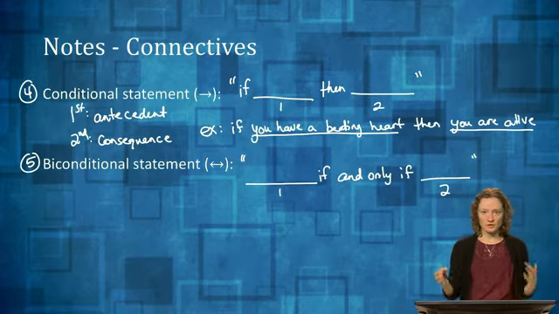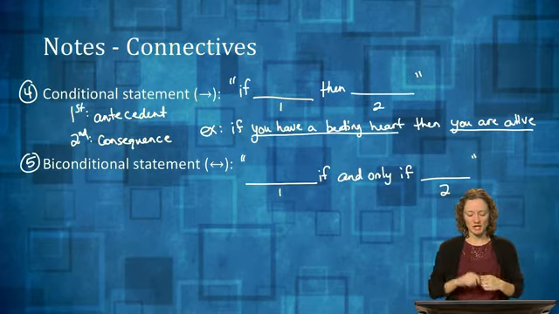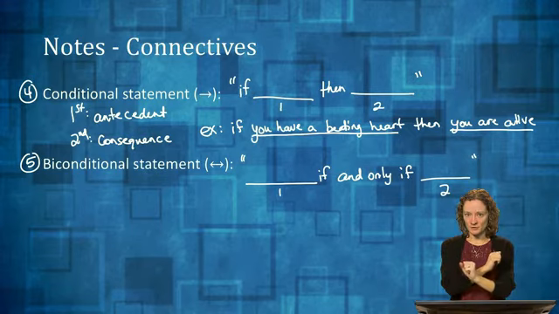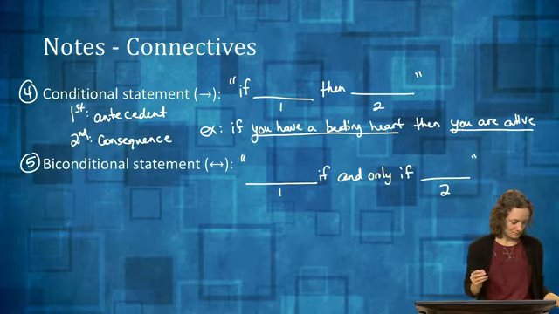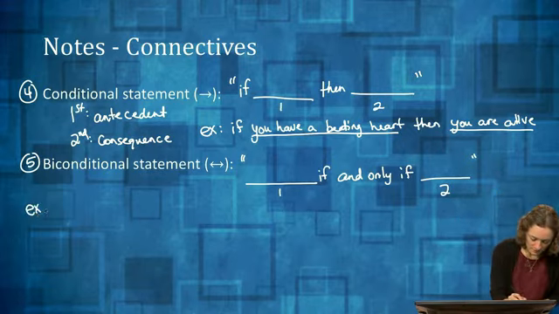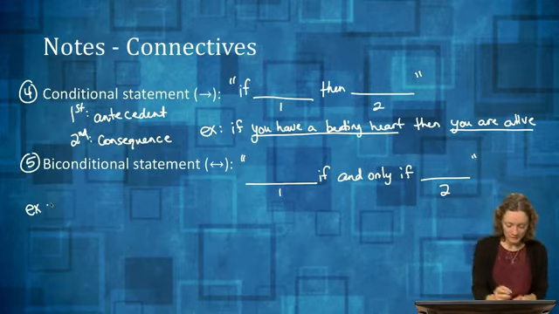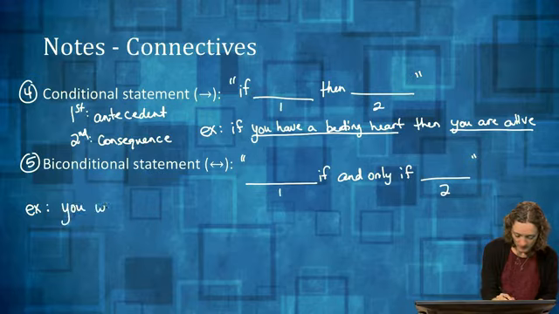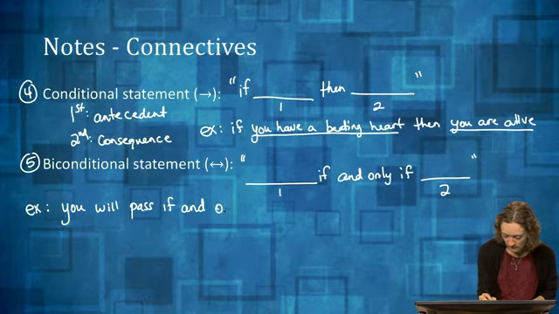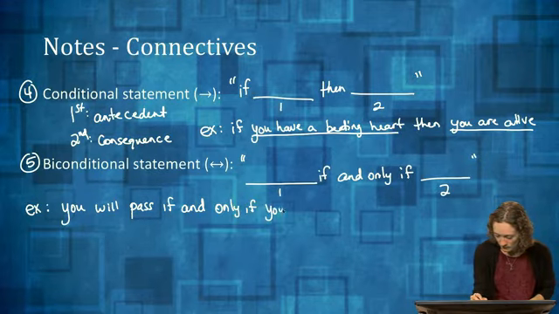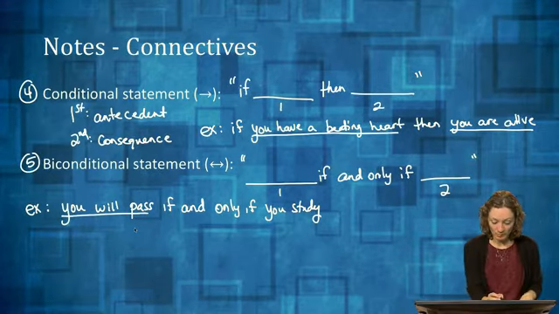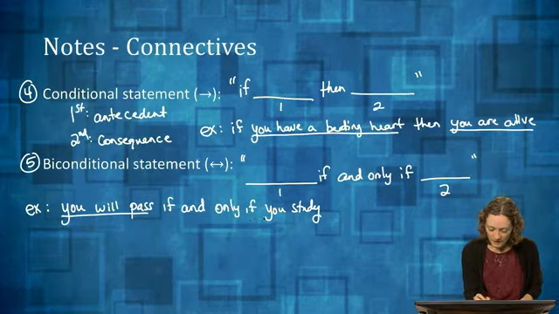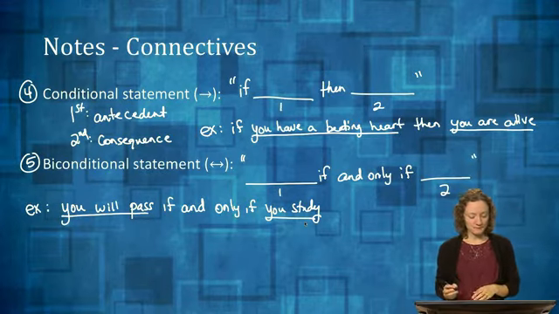No specific name for those first two pieces because technically they're supposed to be interchangeable. The wording doesn't always sound right if you change them, but the idea is that the two things are supposed to be interchangeable. And an example of this, you will pass if and only if you study. Things that can be true or false in the statement: you will pass. You could either pass or not pass. And then studying: you could or you could not study.